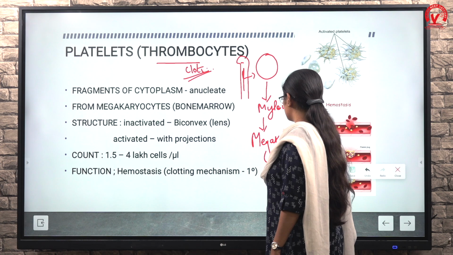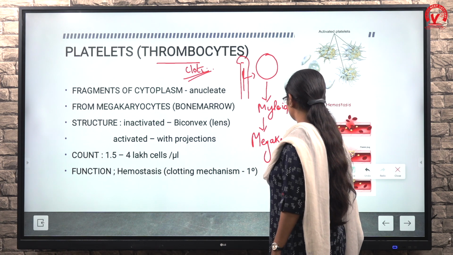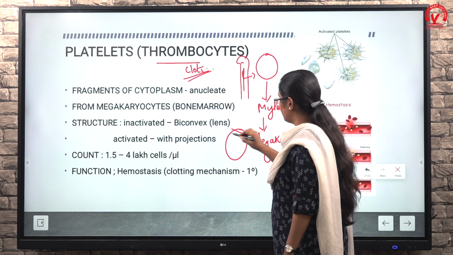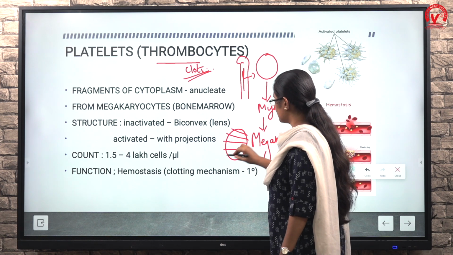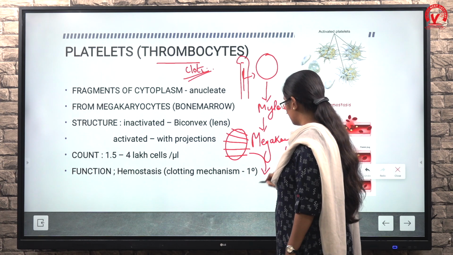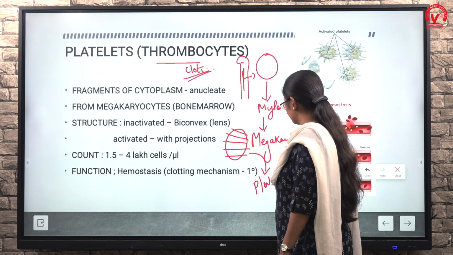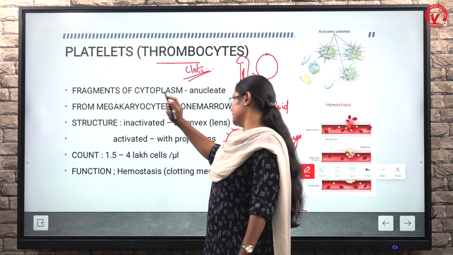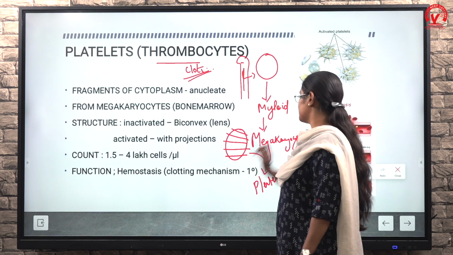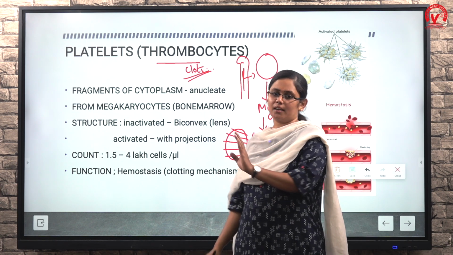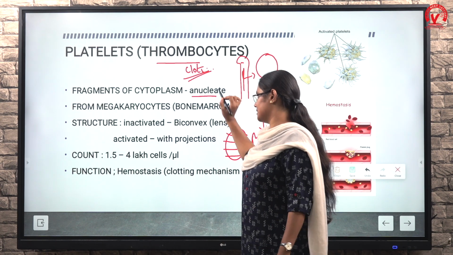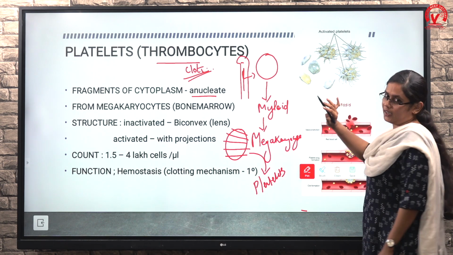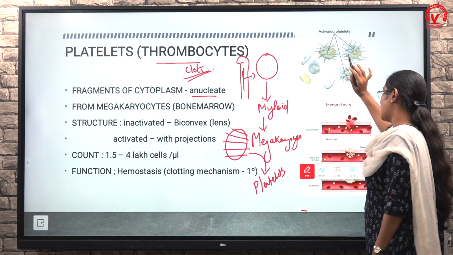This megakaryocyte is a large cell. So, the large cell will get divided into multiple fragments, and these fragments are called platelets. So, platelets are fragments of cytoplasm of megakaryocytes. Like RBCs, platelets are also anucleate cells. Next, structure. So, we have two different types of platelets here, the inactivated form and the activated form.